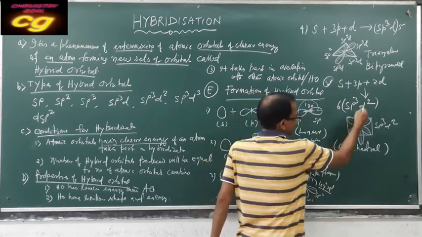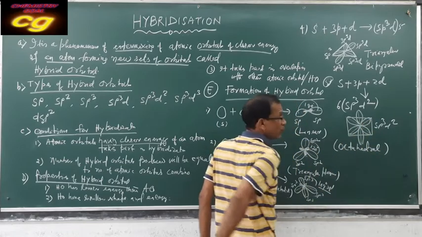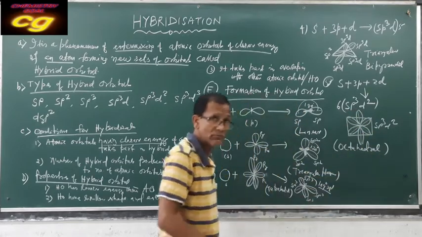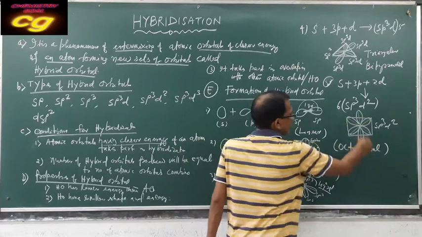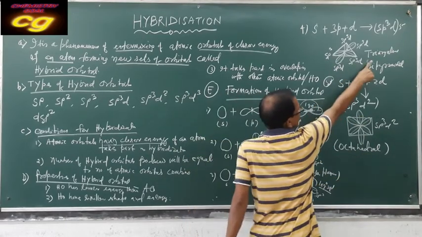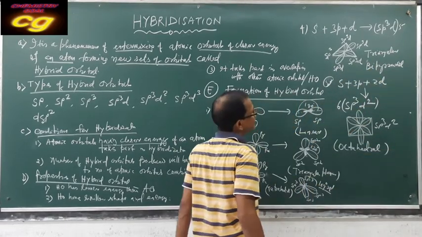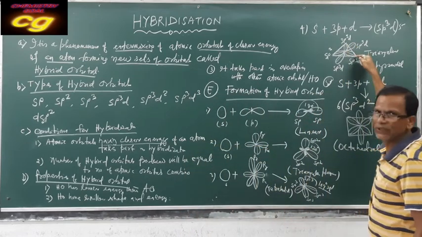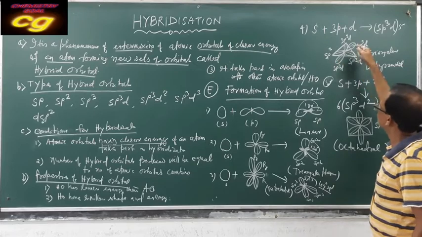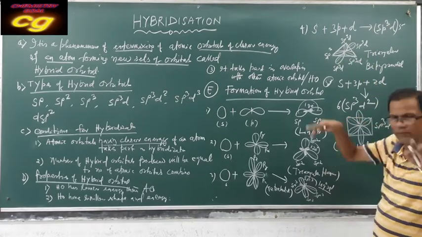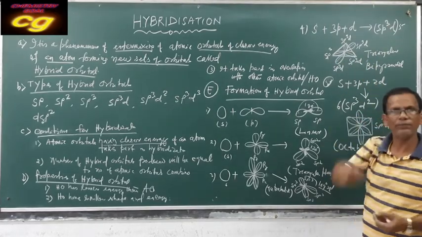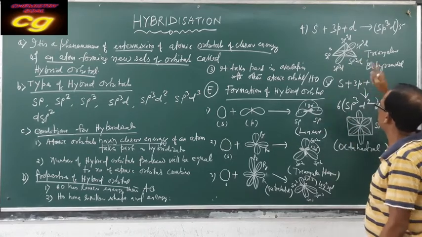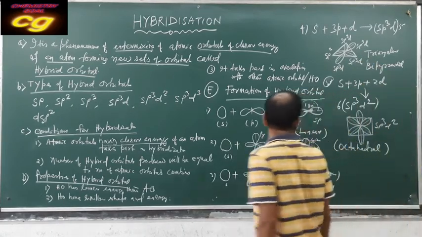This is called axial, this is called equatorial. Four are called equatorial hybrid orbitals, others are called axial. Here in trigonal bipyramidal, three are equatorial and the other two are above and below. Suppose you think about a triangle with one above and one below, like this. So, trigonal bipyramidal, and this is octahedral.